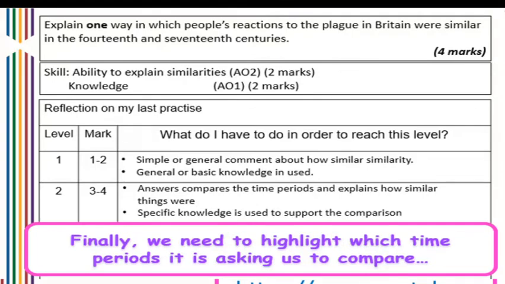Okay, finally, the third thing that you need to highlight and look for is which time periods it's asking us to compare. Now, thankfully, because we've already figured out that we're looking for reactions to the plague in Britain, and we've only done case studies on 2 plagues, so the Black Death in 1348 and then in 1665, the Great Plague. So we know automatically that we're going to be looking to compare those two, the 14th and 17th centuries.